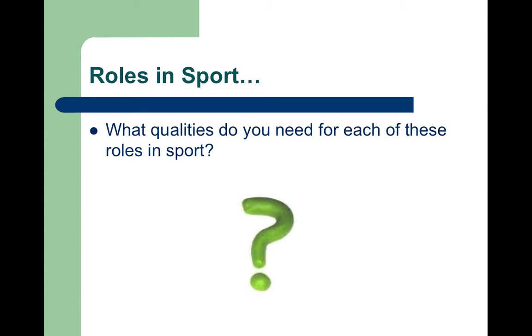So those are 4 different roles then. What you need to know for the exam are the different qualities that each of these roles requires. So again, I want you just to stop the video and think about what qualities you need as a performer, the qualities you need as a leader, the qualities you need as an official, and finally, the qualities you need as a volunteer. Once you've had a bit of a think about it, restart the video and we'll look at these qualities in more detail.